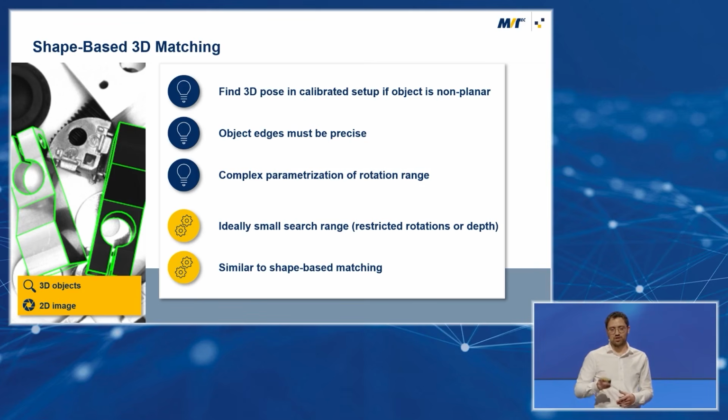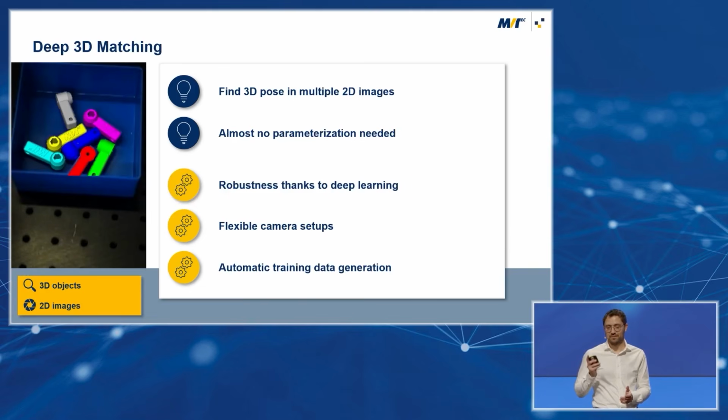And another thing with shape-based 3D matching, it can be extremely fast, but really only if the pose range is small. So if you have a small range of possible rotations for your object, this is the method to go. If you're looking for the full pose range and maybe different distances from the camera, then shape-based 3D matching can become rather slow, and deep 3D matching would be the way to go.